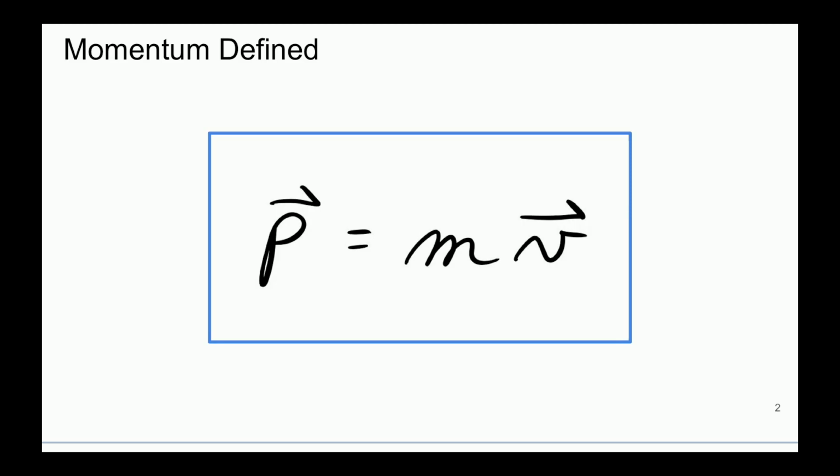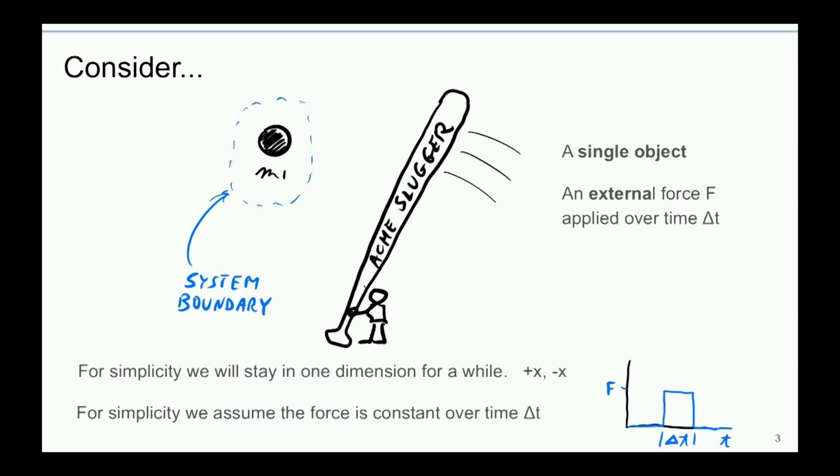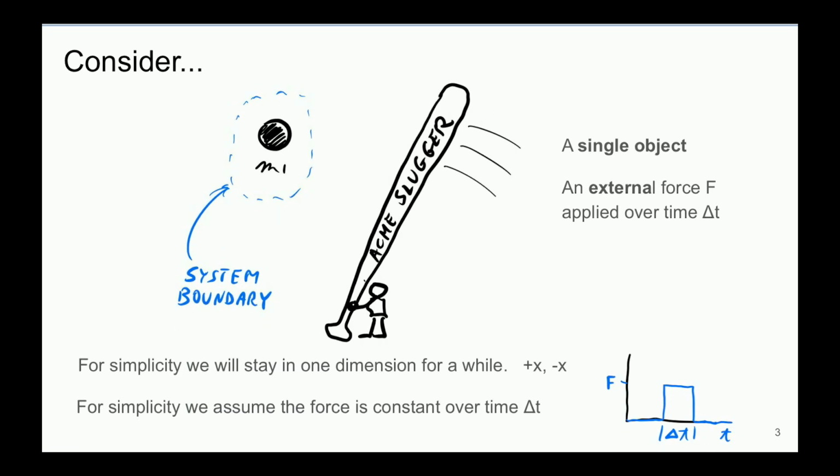I will remind you that momentum is mass times velocity, it's a vector, and I'd like you to consider a single object being hit by an external force. Here I show mass m1, it's probably a baseball, and it's getting hit by a baseball bat. Let's assume that the force ultimately is from right to left, so that we have a problem in one dimension where, of course, to the right is plus and to the left is minus. Wow, that's a mess, but you know what I mean.